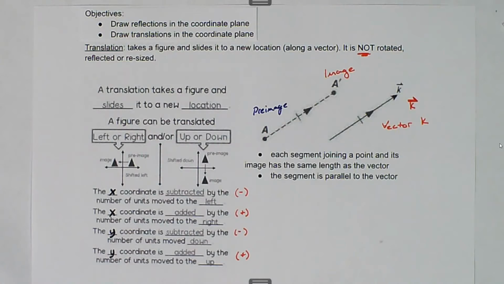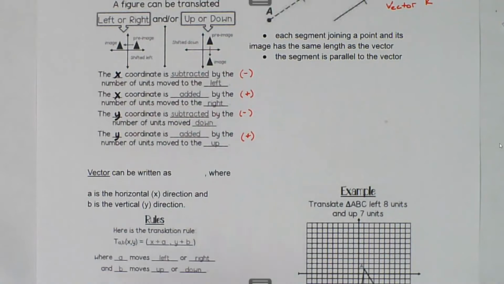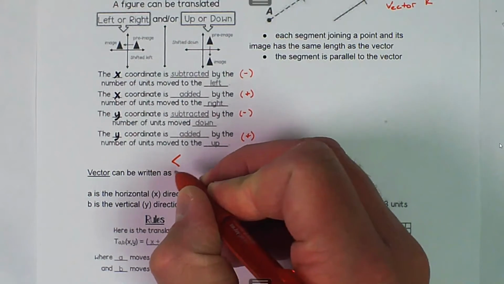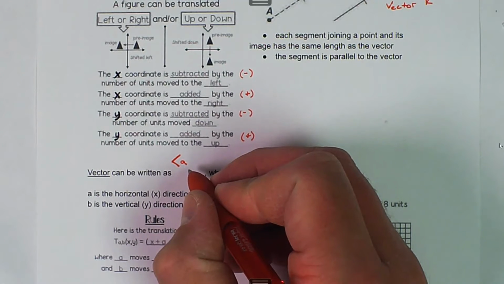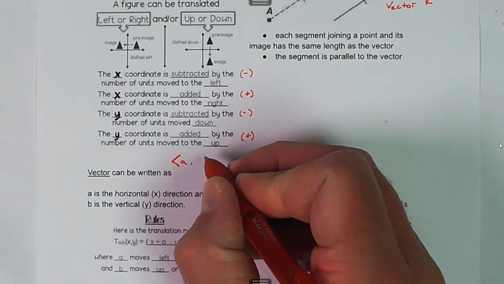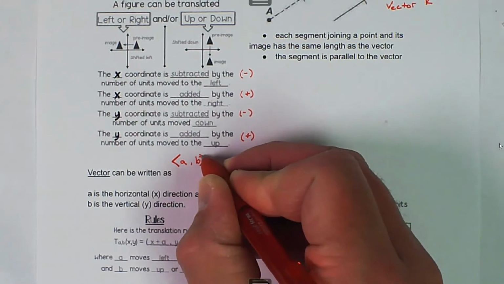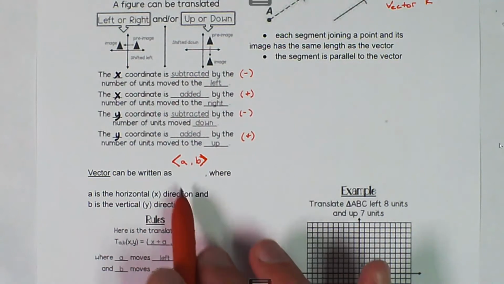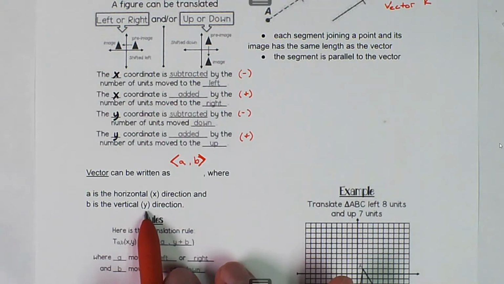So then we come down here and we can see that a vector can be written with the vector brackets, which is that angle mark. It's not an angle mark, it's the vector bracket. It is above the comma and the period on your keyboard. Then AB, where A is the horizontal shift in the X direction. So whatever that value is, you slide left and right. And B is the vertical Y direction.